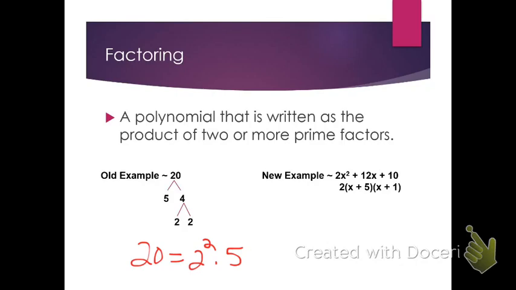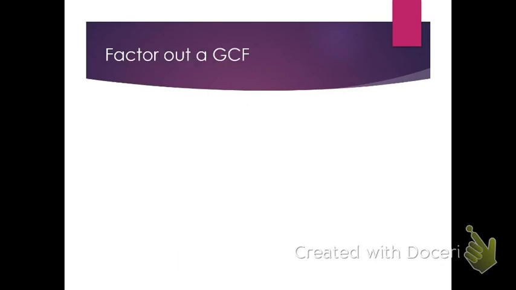Now what we're going to do is take something that looks like this, a quadratic expression, and factor it into something that looks like this. The 2 is prime, x plus 5 is prime because we can't break it down further than that, x plus 1 is prime because that doesn't break down further either. So by the end of this lesson, you'll be able to start with something like 2x squared plus 12x plus 10, and you'll be able to rewrite it as something like 2 times the quantity x plus 5 times the quantity x plus 1.